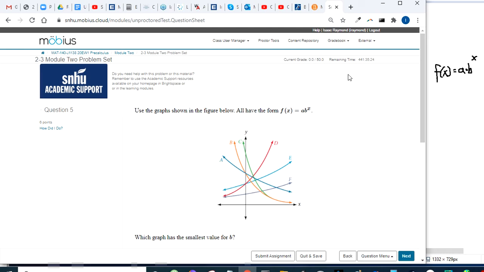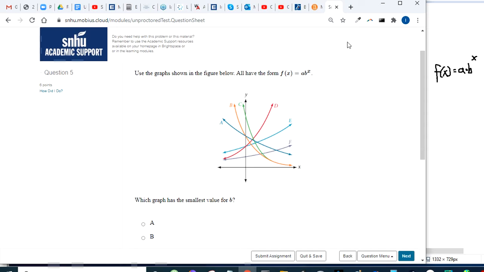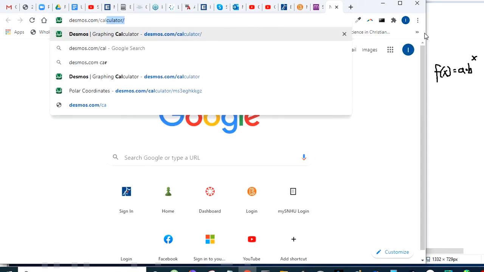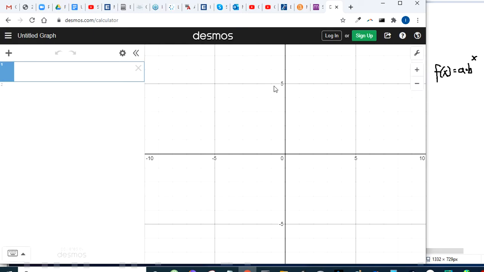So this question wants us to figure out which graph has the smallest value of b. What I'd recommend for this, and for a lot of graphing questions, is to use desmos.com/calculator. Okay, and then we can play around with some numbers.